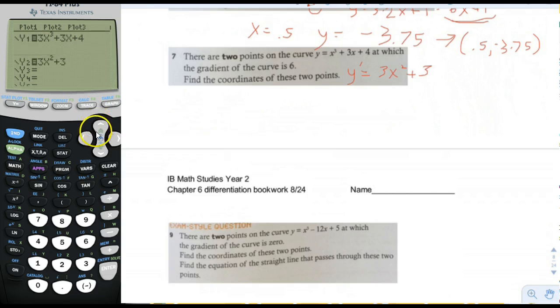And first, I'm just going to graph the gradient function, because the gradient function is the one that I need to see when is it equal to 6. I graph it, and it's a parabola, because the derivative of a cubic function is a parabola like you found in the investigation. When is this parabola equal to 6? Let's look on the table to see if we can easily see that.